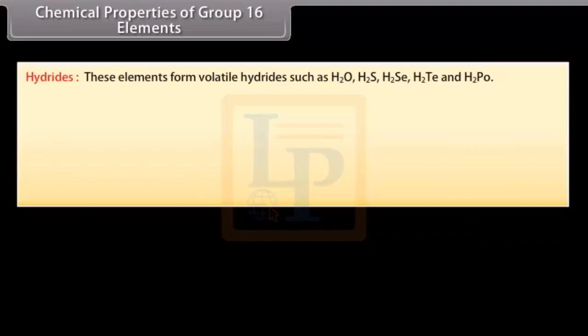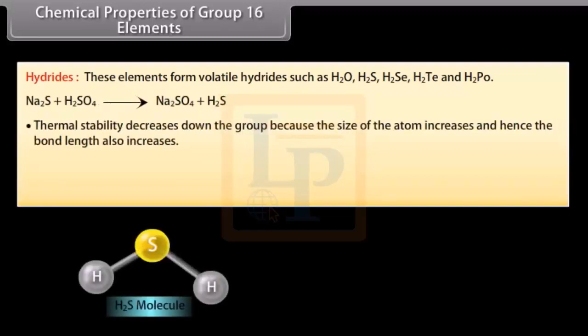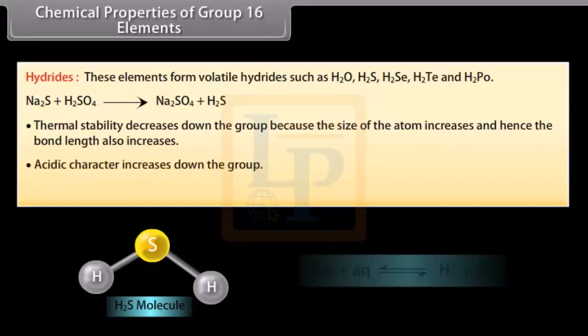Hydrides. These elements form volatile hydrides such as H2O, H2S, H2Se, H2Te and H2Po. Thermal stability decreases down the group because the size of the atom increases and hence the bond length also increases. Acidic character increases down the group because they can dissociate more easily to give H+ ions.